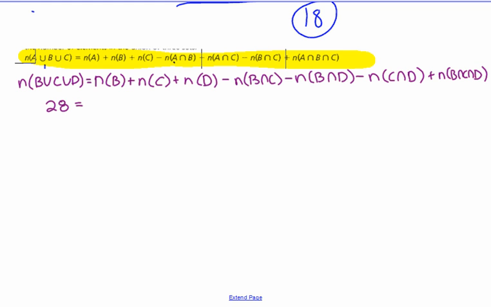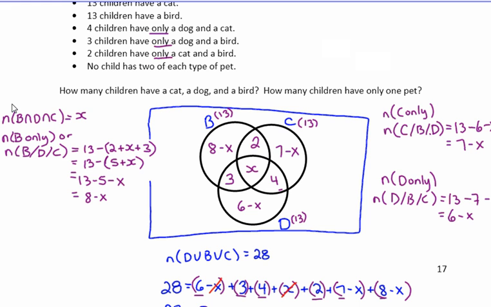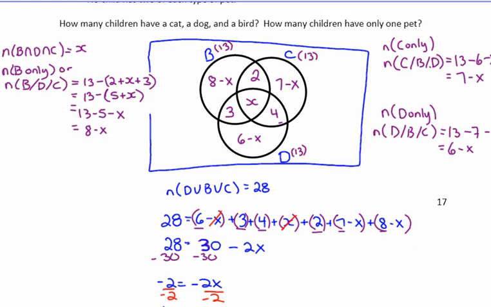Okay, so using our chart up above, the number of total people who had a bird was how many? How many people had a bird? 13. Plus, how many people had a cat? 13. How many people had a dog? 13. Minus, how many had a bird and a cat? How would you represent that? x plus 2. Okay, so those who had a bird and a cat would be x plus 2.